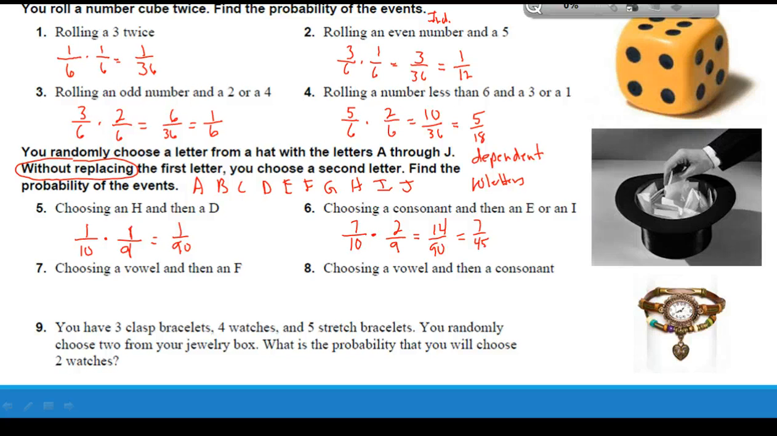Choosing a vowel. The vowels are A, E, I, O, and U. So in this case, A, E, and I. So there are 3 vowels and 10 choices. Then we have to choose an F. We know that the F hasn't been chosen because it's a consonant. That means there's only 1 F, and there are only 9 letters. So this is 3 over 90, which would be 1 over 30.